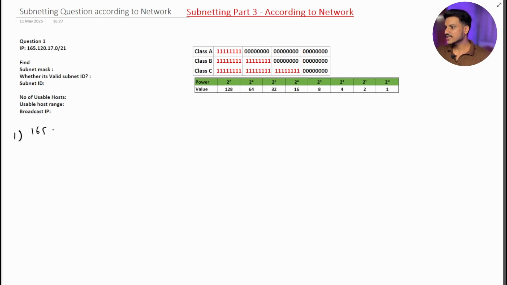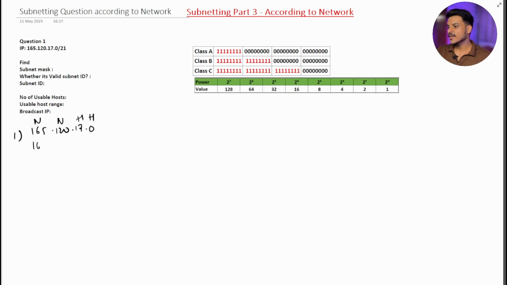So it is 165.120.17.0. And as this IP is from class B, by default the first two octets are given to network and the last two octets are given to host. So we have to write the bits that are given to network as they are and make the values that are given to host 0.